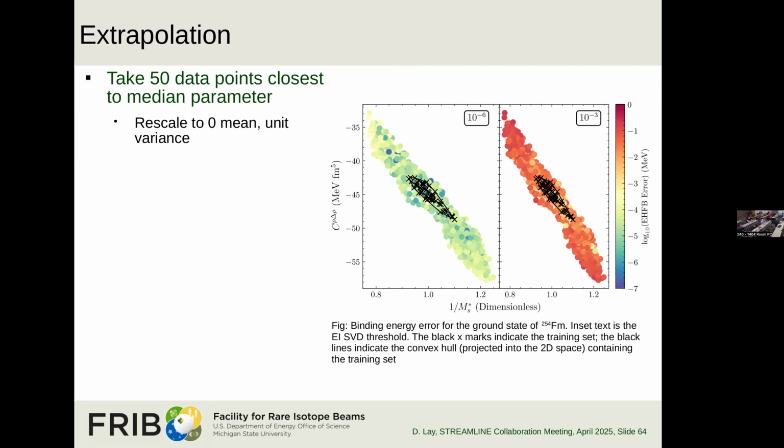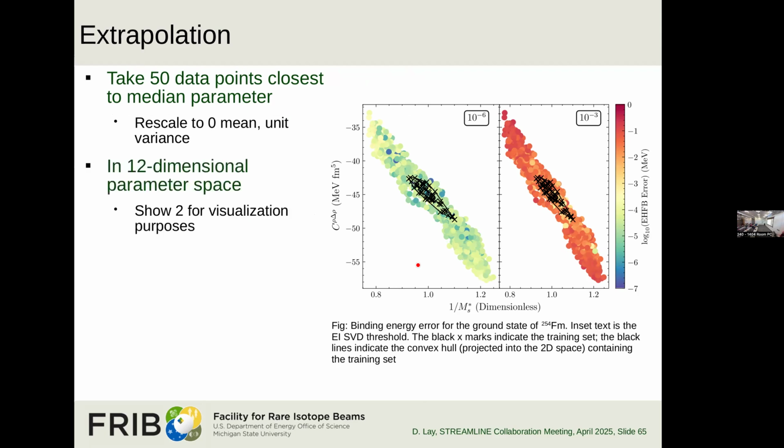So the neat bit here is that, again, this is a projection-based emulator, so you expect it to extrapolate about as well as, say, the reduced basis method. What I did here was take some 50 data points closest to our median parameter, use those to inform my empirical interpolation basis fields, and then just do empirical interpolation, extrapolating far out in my parameter space. I only show 2 parameters here because I made the 12-dimensional corner plot and it's totally unreadable.